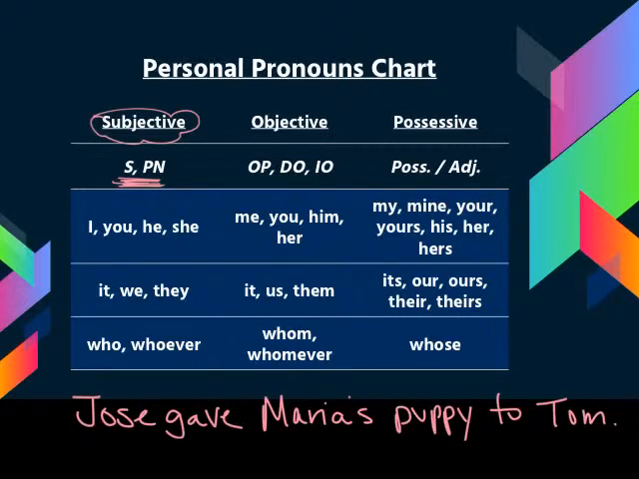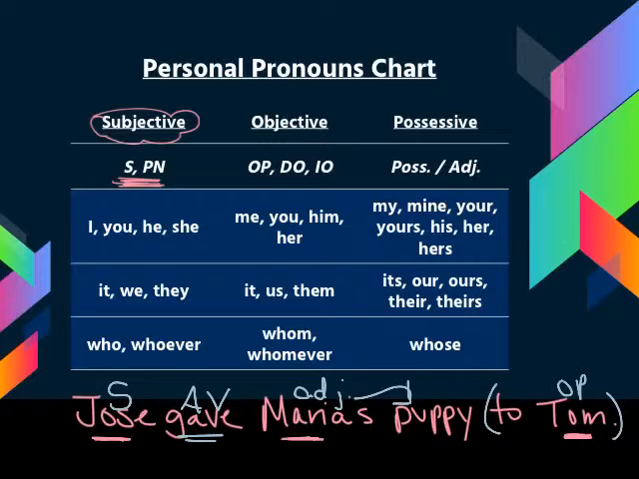If you look at the sentence I've written below, Jose gave Maria's puppy to Tom, you can replace each of the nouns, Jose, Maria, and Tom, with a pronoun from the chart above. And we know that Jose in this sentence is functioning as the subject, gave is an action verb, Maria is an adjective telling us whose puppy, and Tom is the object of a preposition. All of these are addressed in the chart above.